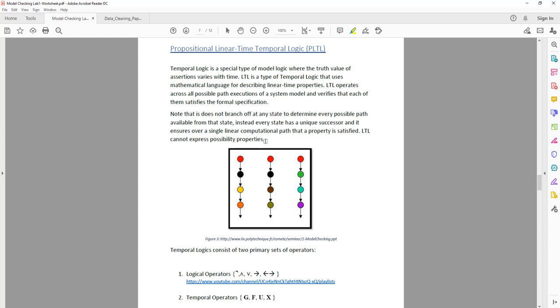Temporal logic, a special type of modal logic where the truth value of assertions varies with time. This means that, let's say, something is not true today, but tomorrow it may be. So if you think about it, it is not your birthday today, but over time this assertion will change. Eventually you will come to a day where it is your birthday, so that assertion goes from false to true. That is what we mean by it varies with time.